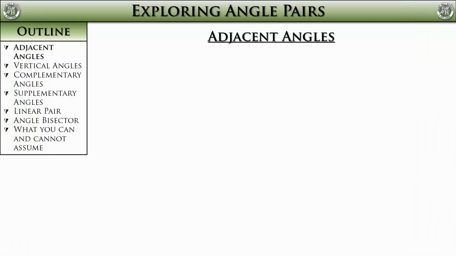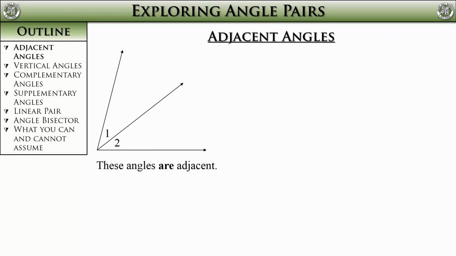First, we have adjacent angles. Adjacent means next to something, and that's good, since adjacent angles are angles that are next to each other. But mathematically, we have to be a little more specific. Let's look at some examples. Here we have a lovely example of adjacent angles.